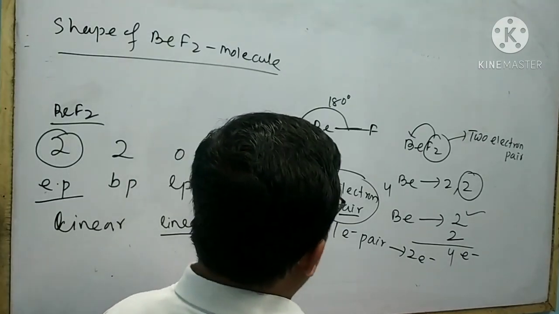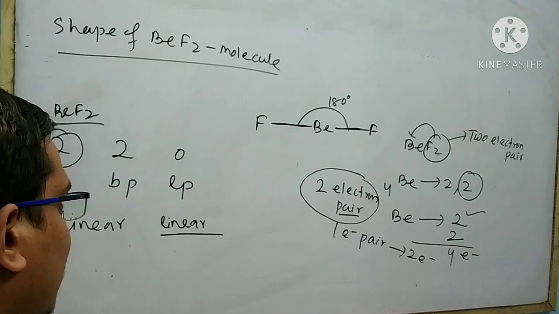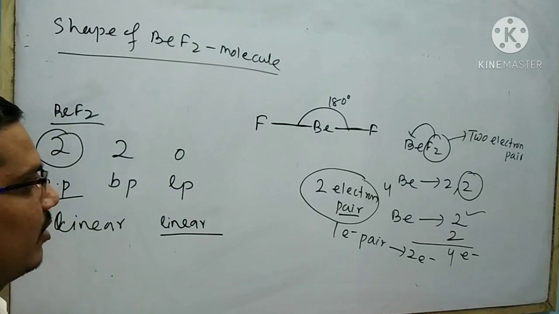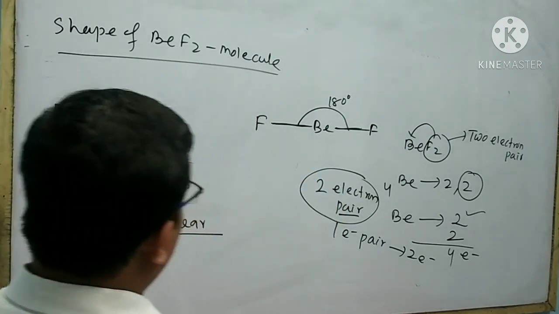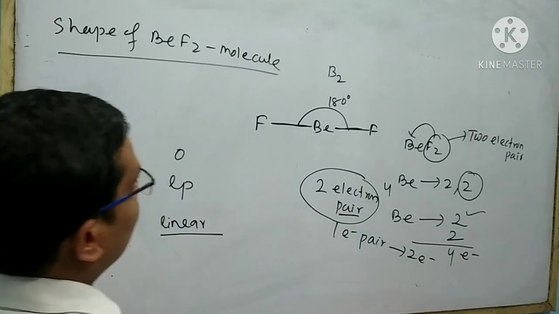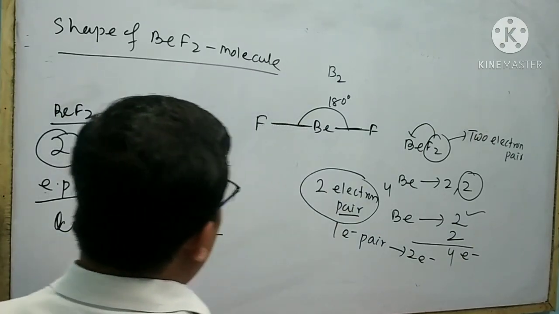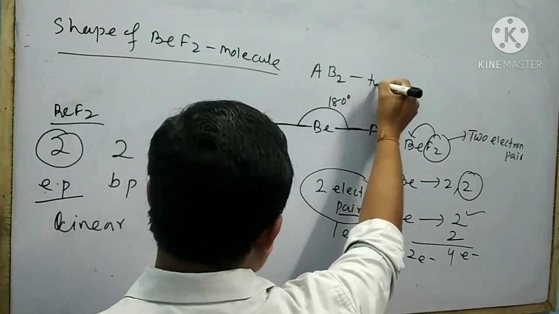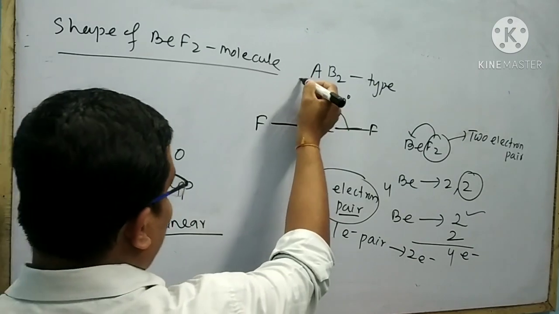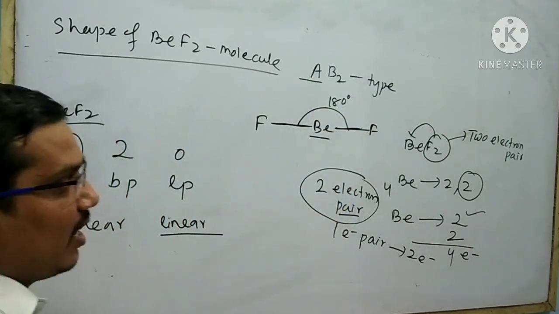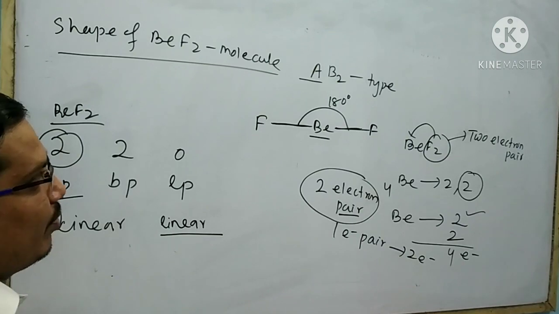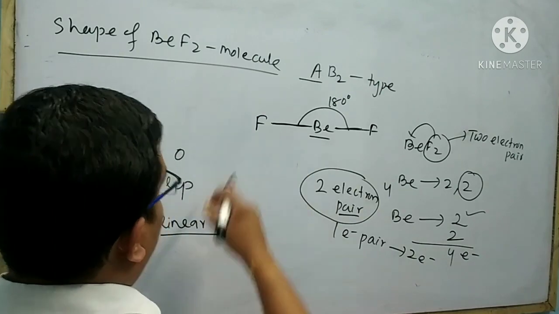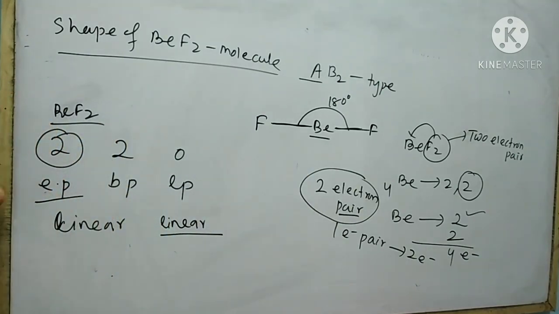In exams, if the question is what is the geometry of BF2, linear. What is the shape or structure of BF2, also linear. In this type of molecule, 2 bond pairs are present and there is no lone pair, so this type of molecule is considered as AB2 type molecule. Here A is the central atom, B is the bond pair. There are 2 bond pairs present, so here I can write B2. So this type of molecule is generally considered as AB2 type molecule.